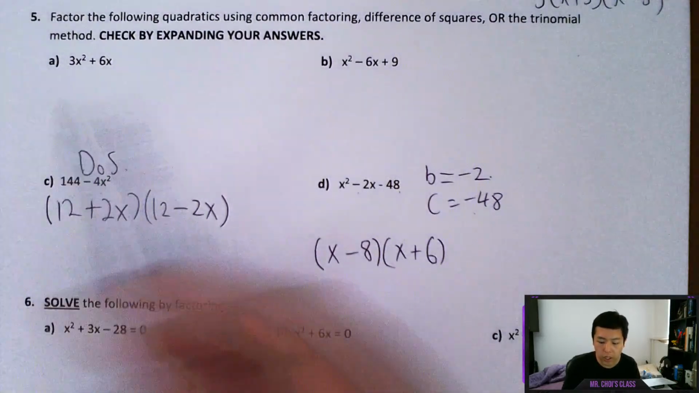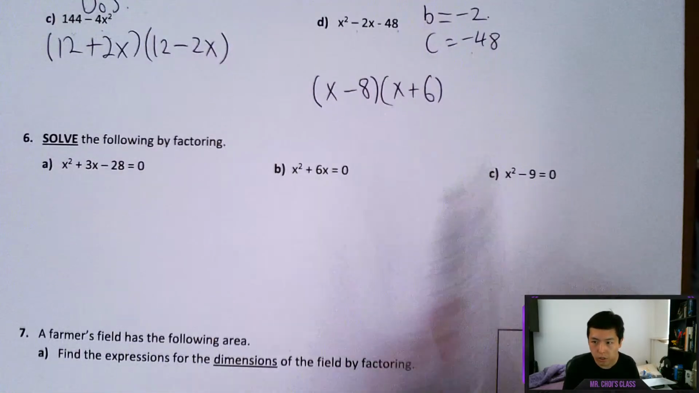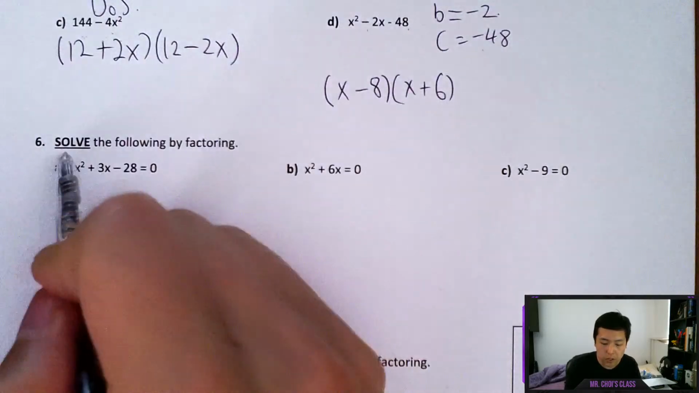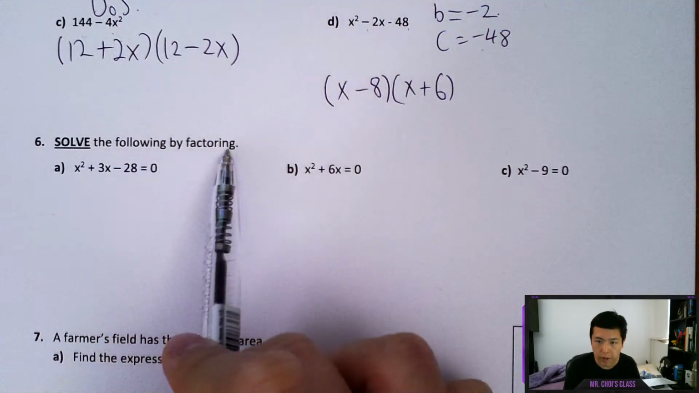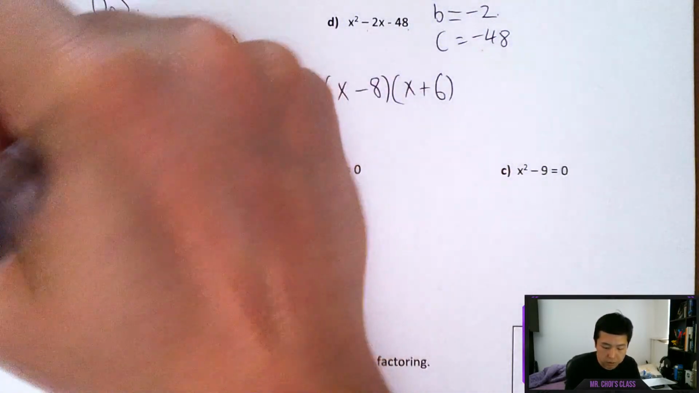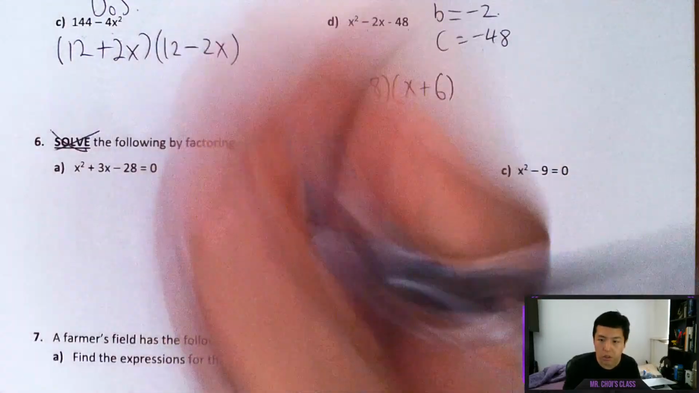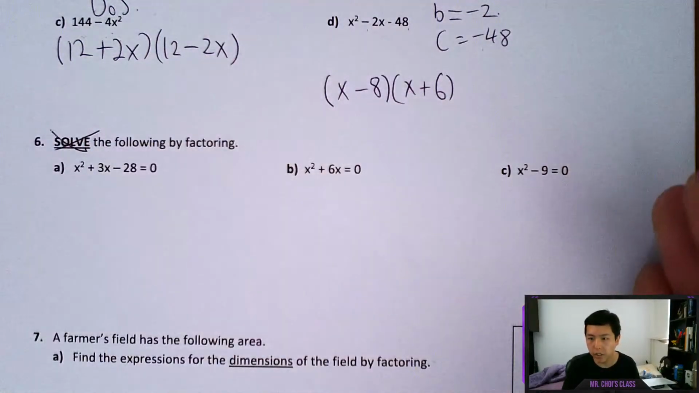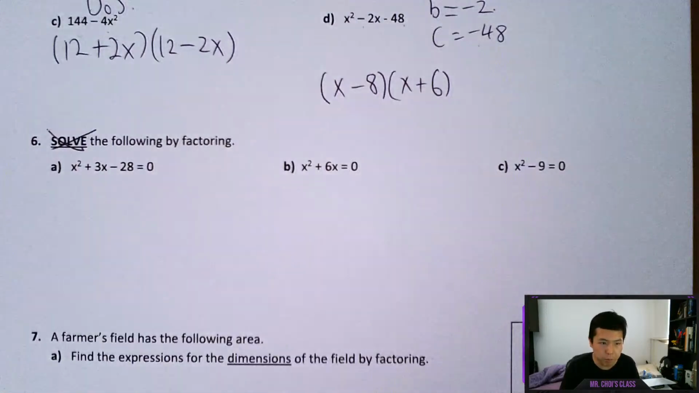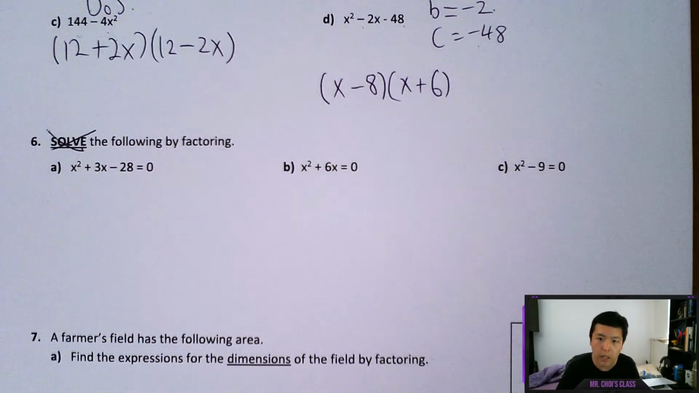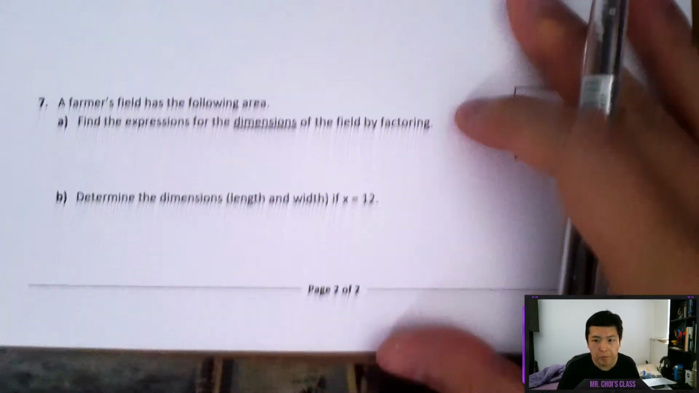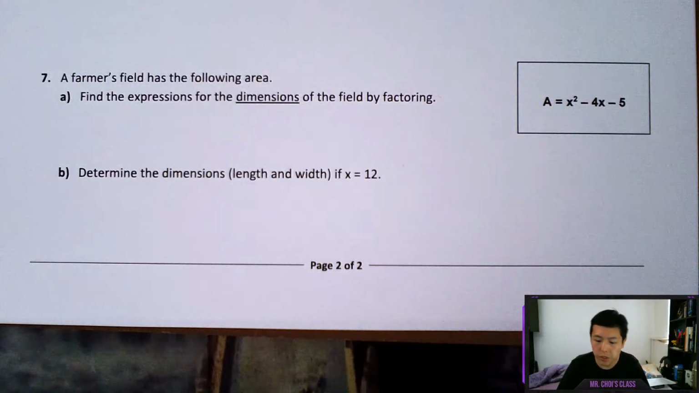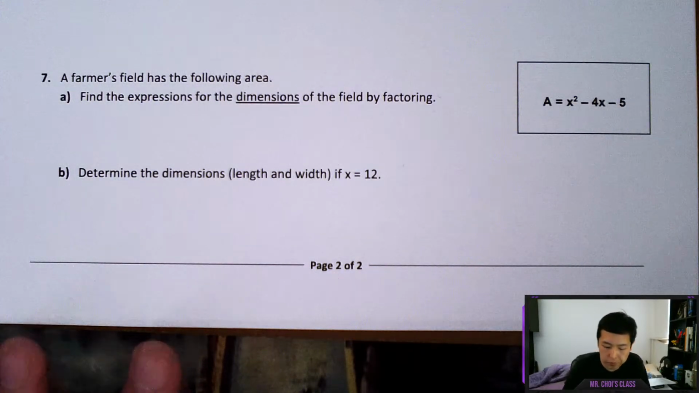So you have all the empty spots here for you to solve. Now this one is weird. It says solve the following by factoring. We didn't do that concept, so you can just cross out solve and just factor everything here. Get practice with the factoring. You'll learn how to solve it later. So let's go through this last question and we'll end our lesson here today.